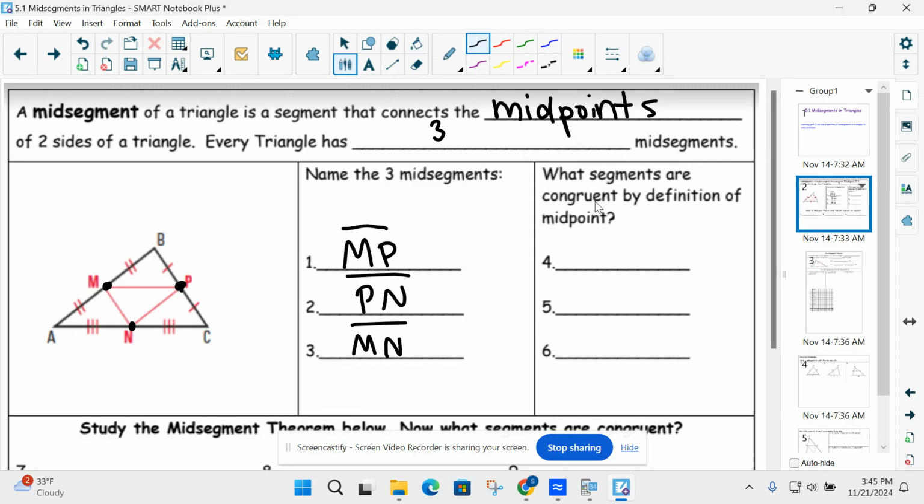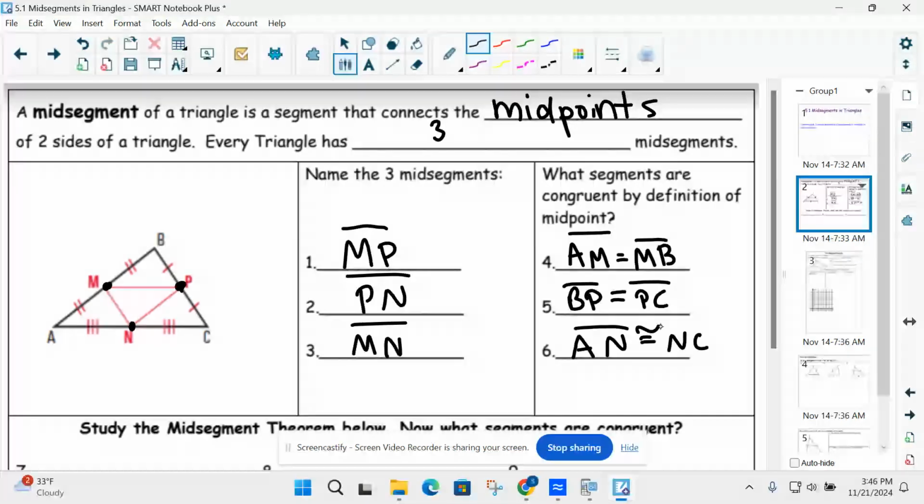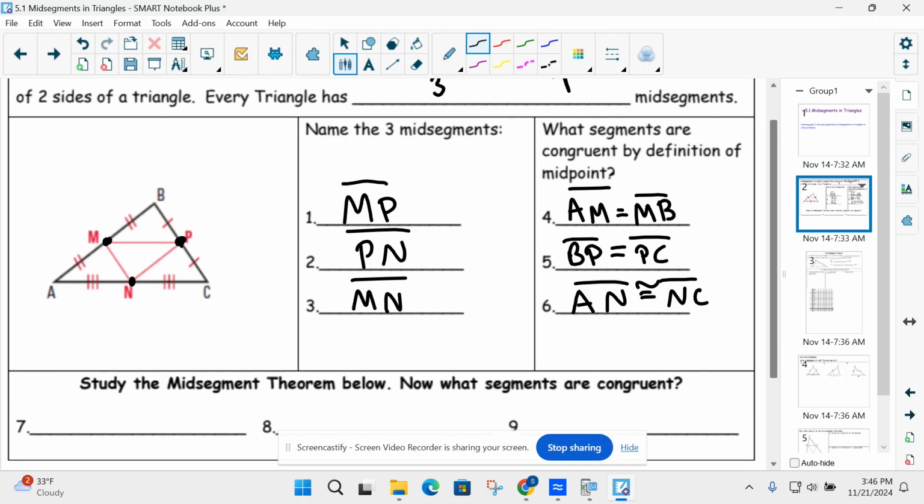What segments are congruent by definition of a midpoint? So we have AM is congruent to MB, BP is congruent to PC, and AN is congruent to NC. Study the midsegment below. Now, what segments are congruent?